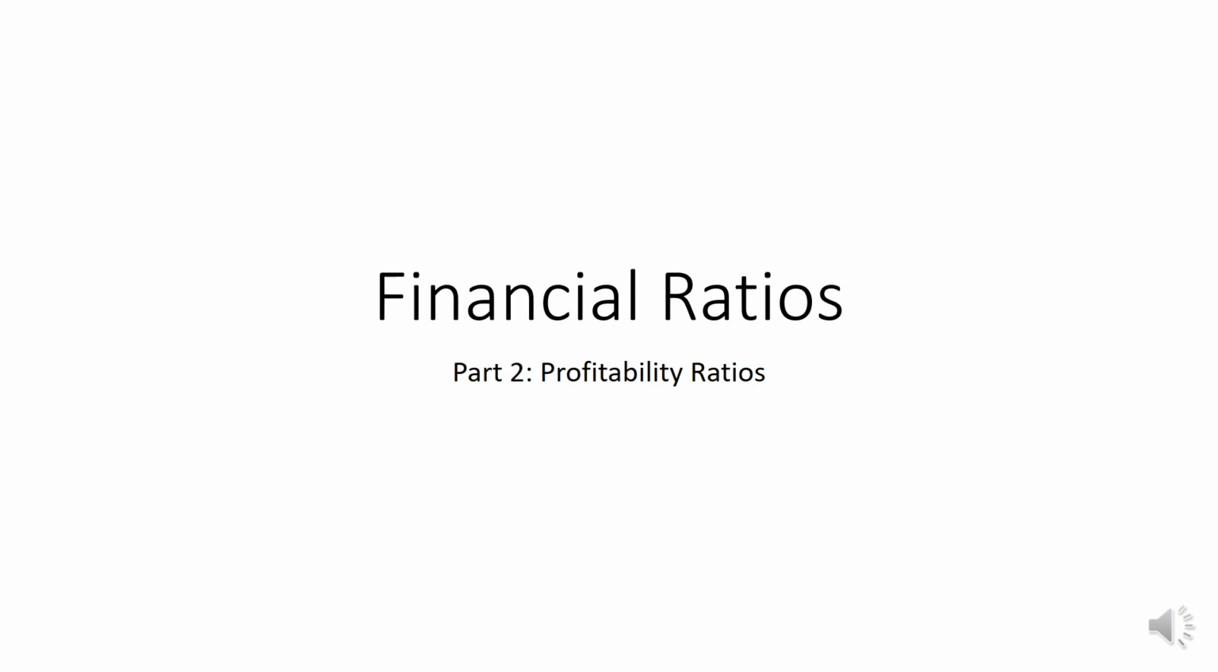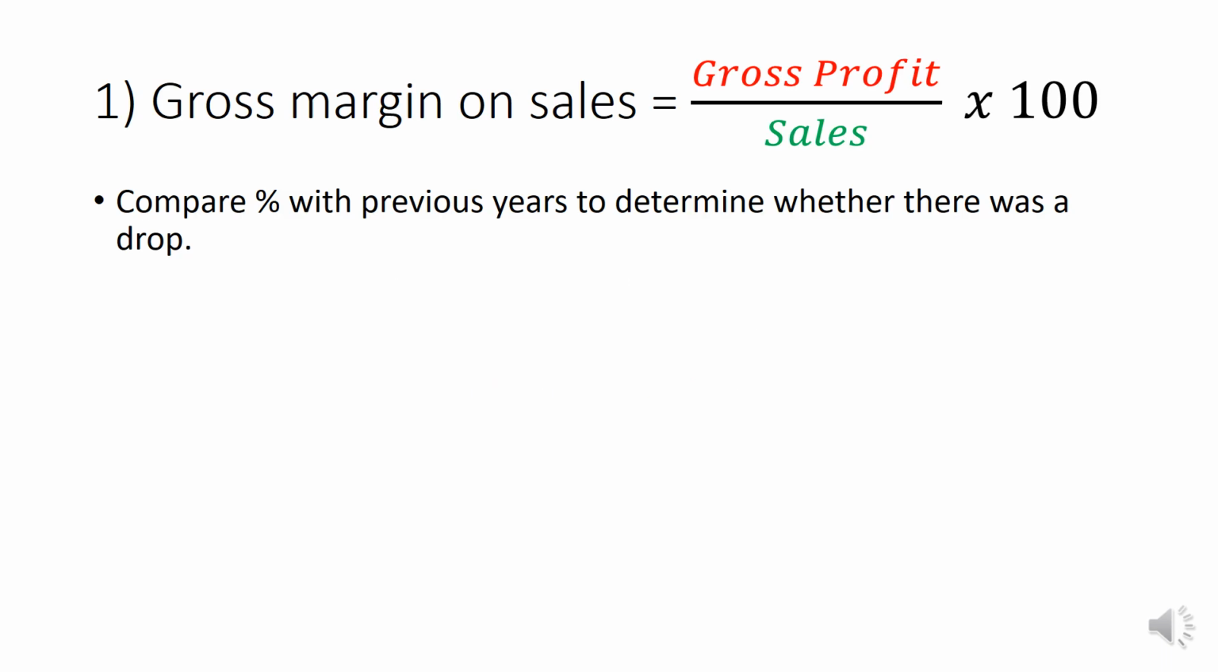Today we are going to have a look at financial ratios with a specific focus on profitability ratios. Our first calculation is going to be the gross margin on sales, which is your gross profit in red over your sales in green, times 100 to get a percentage. So what you can do in this case is compare your percentage, once you have calculated it, to the previous years to determine whether there was a drop or an increase in the margin on sales.